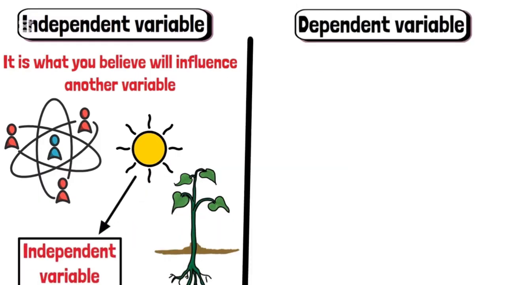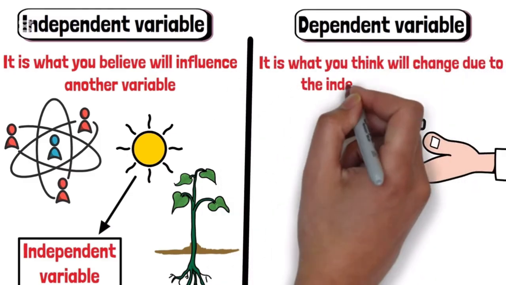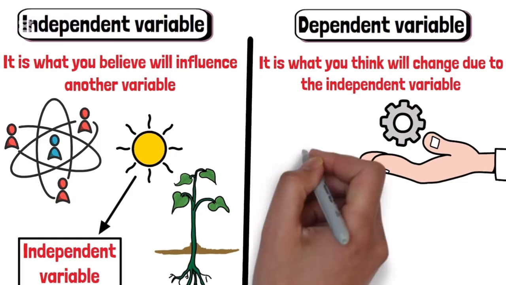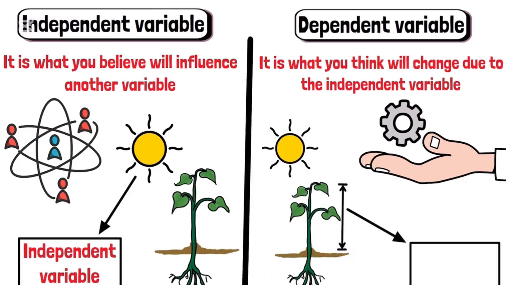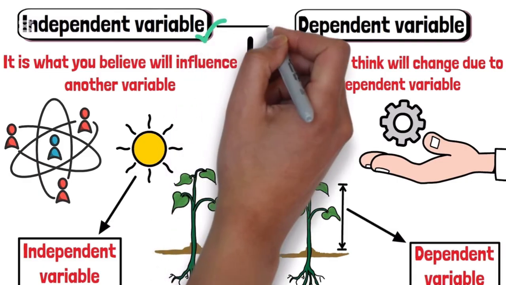A dependent variable is the factor that you measure or observe. It is what you think will change due to the independent variable. In the plant example, the growth of the plants is the dependent variable. You depend on the independent variable to see how it affects the dependent variable.